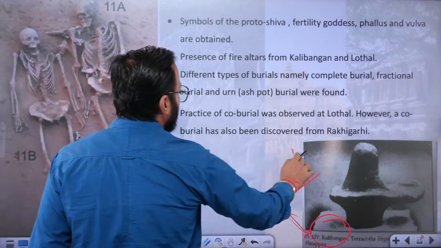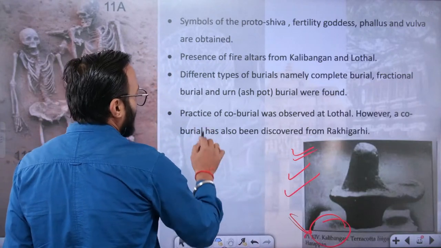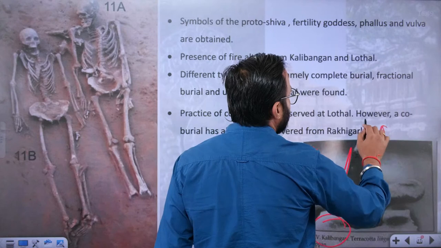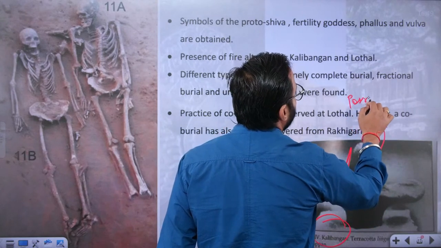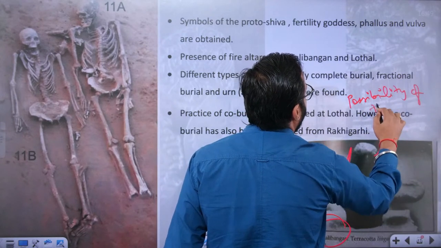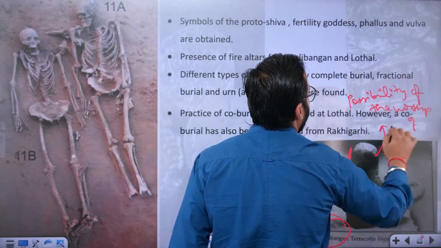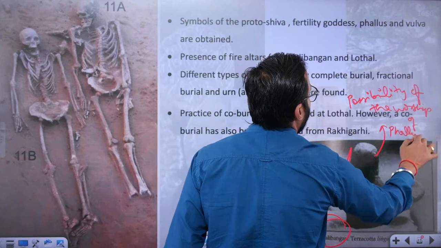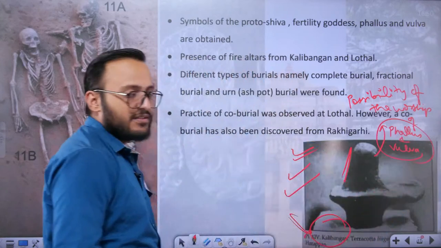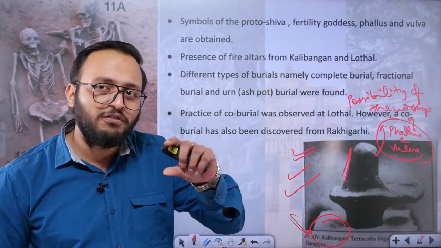So, not just the presence of Lingam, right, but also the presence of the cult of fertility indicates the presence of the Shivalingam indicates the possibility of the worship of phallus. Okay, worship of phallus and vulva. Phallus and vulva. Okay, so probably these were also connected with the theory of the cult of fertility.